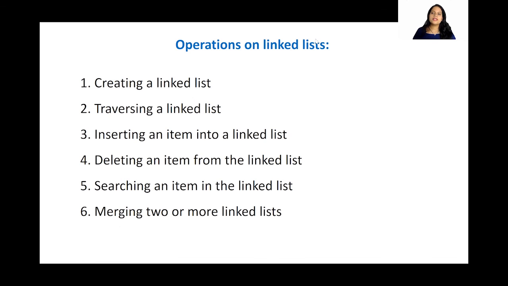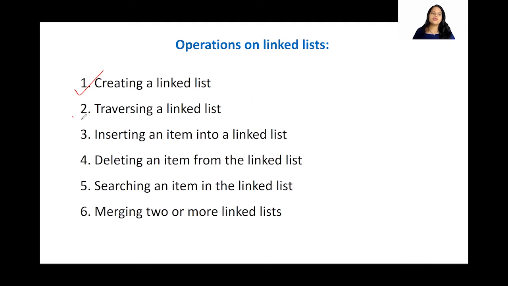Now let's go ahead and see what are the various operations which we can perform on a linked list. There are six of them. The very first one is creating a linked list. How can we create a linked list? This can be done using an algorithm or using a program. In the coming session, we are going to learn a program for how we can create a linked list.